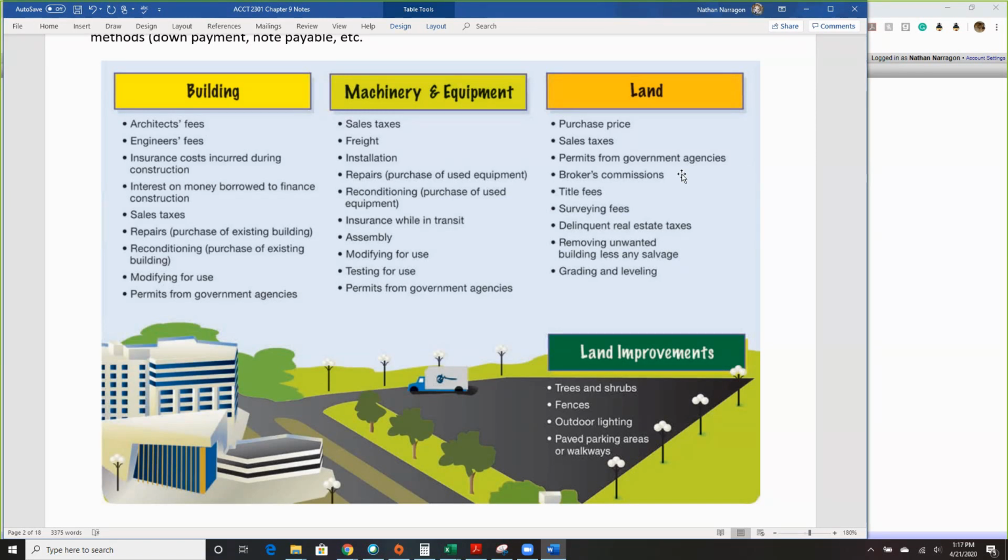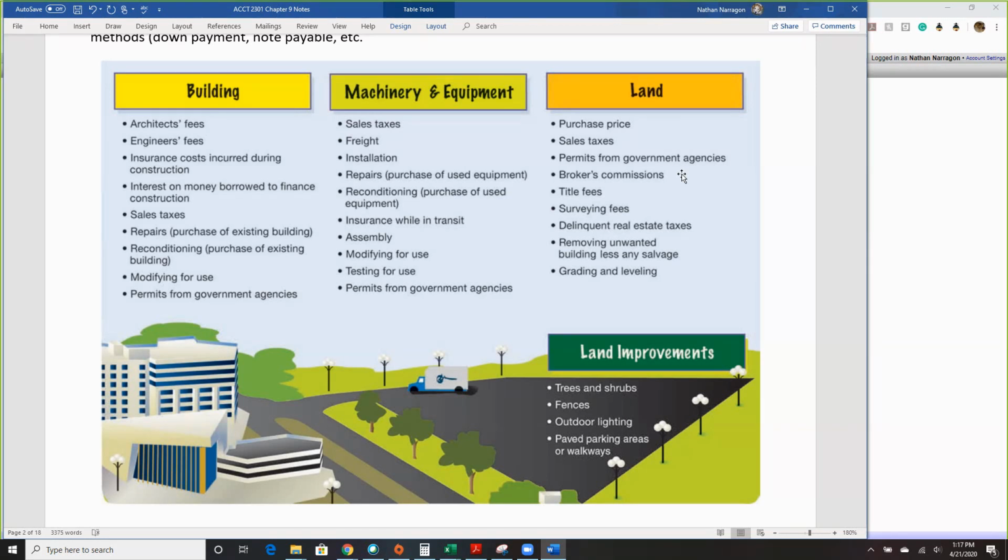Machinery and equipment. You have installation, shipping, assembly, maybe testing. Those could be it. Land. Even though land, again, doesn't depreciate, it still is a fixed asset, and it's still part of acquisition. So we still have to capitalize these costs.